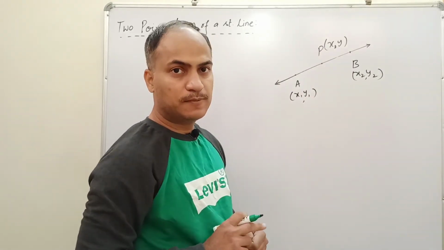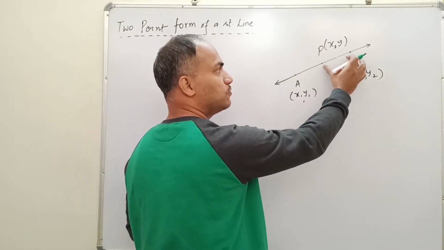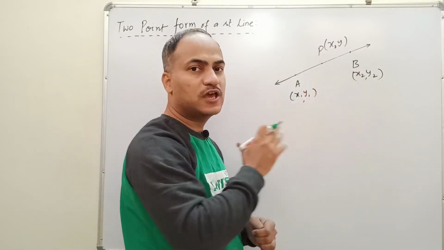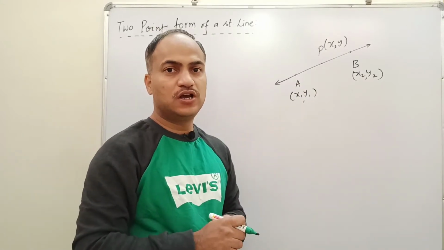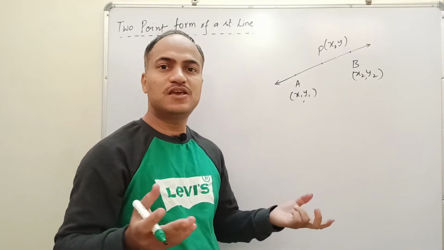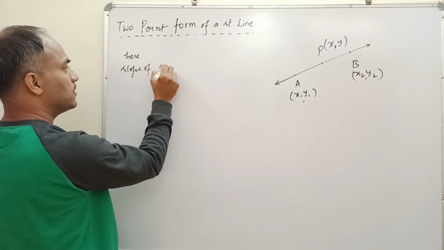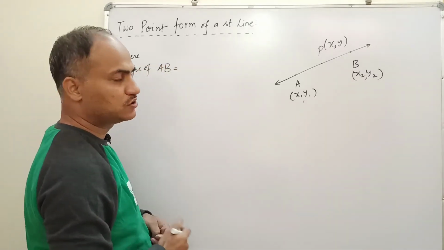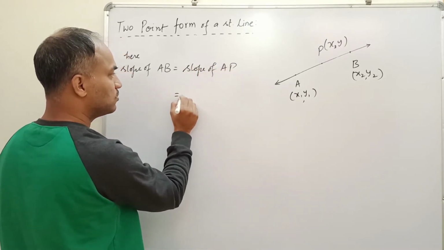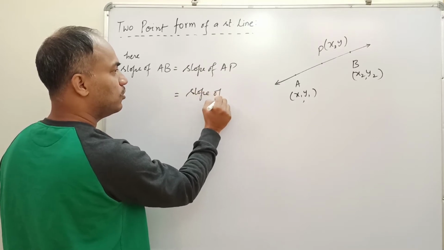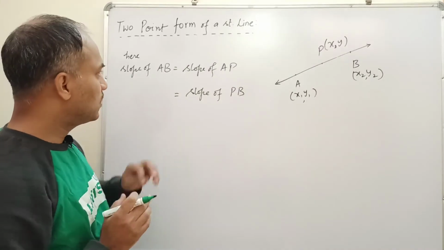Here one logic we can apply, and the logic says the slope of PA will be equal to the slope of PB will be equal to the slope of AB. It means this is one straight line, so the slope of any portion of this straight line will be the same. Slope of AB is equal to slope of PA, which is also equal to slope of PB. This is the main concept here. Now let us see the values.